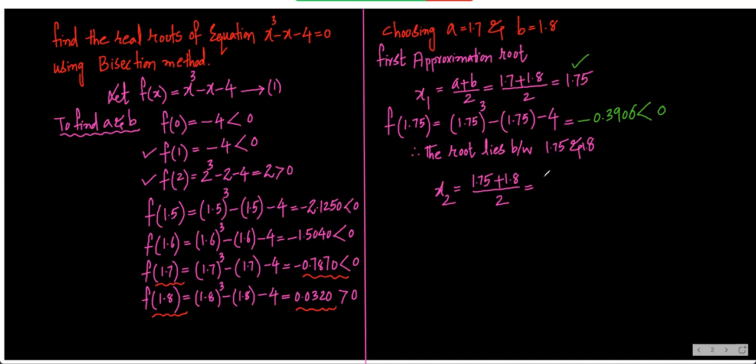1.7750. So this one again we have to substitute in the function. f of 1.7750 is equal to 1.7750 whole to the power of 3 minus 1.7750 minus 4. Now find out the answer of this.